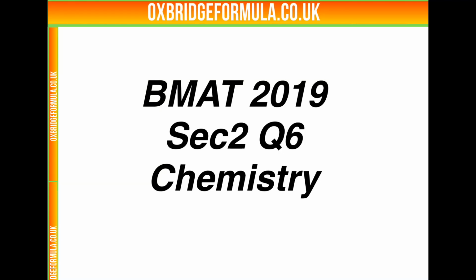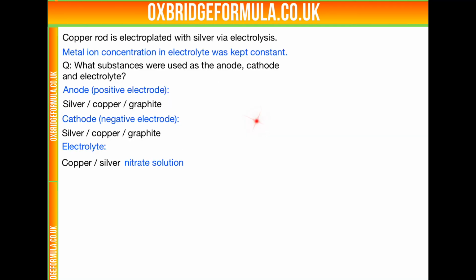This is question 6 on chemistry from section 2 of the 2019 BMAT. So we're told that a chemist has a copper rod, and this is electroplated with a layer of silver via electrolysis. And during this experiment, the metal ion concentration in the electrolyte was kept constant. Therefore, what substances were appropriate to be used as the anode, the cathode, and the electrolyte? And we've got the options of silver, copper, or graphite for the electrodes, and copper nitrate solution or silver nitrate solution for the electrolyte.